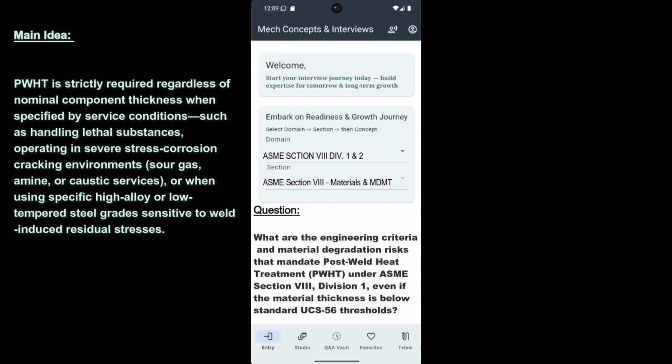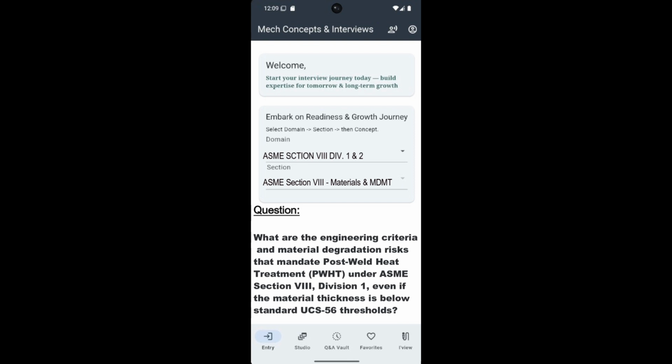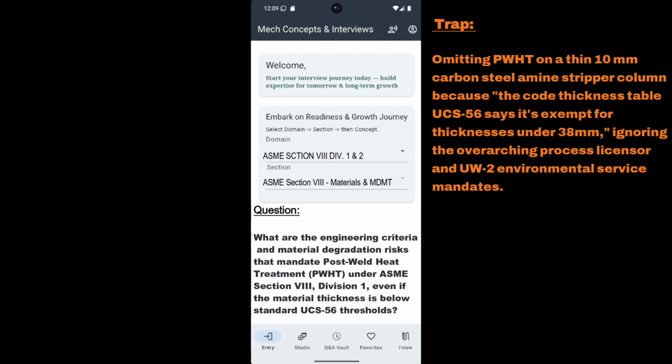I'm going to frame this as an accountability gut check. You are the senior reviewer. An EPC contractor submits a design package to your desk. They have completely omitted PWHT on a very thin 10-millimeter carbon steel amine stripper column. Oh, boy. Yeah, and the written justification is that Table UCS-56 legally exempts any thickness under 38 millimeters from mandatory heat treatment.